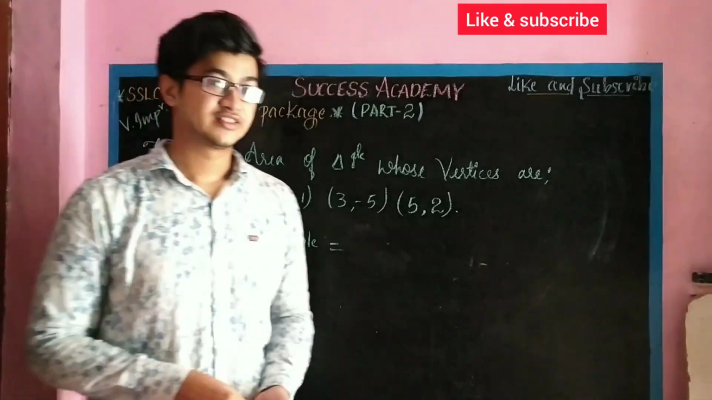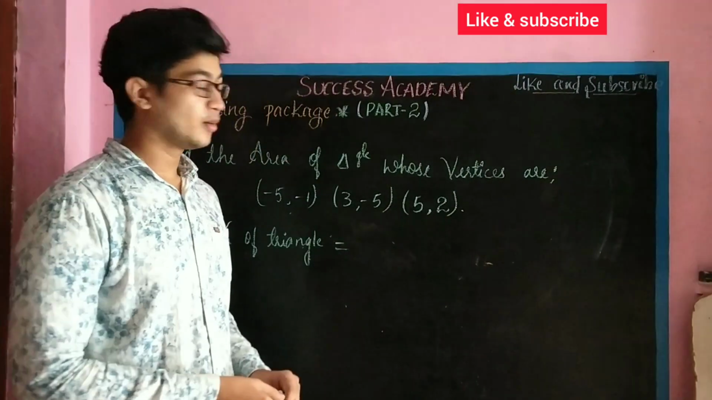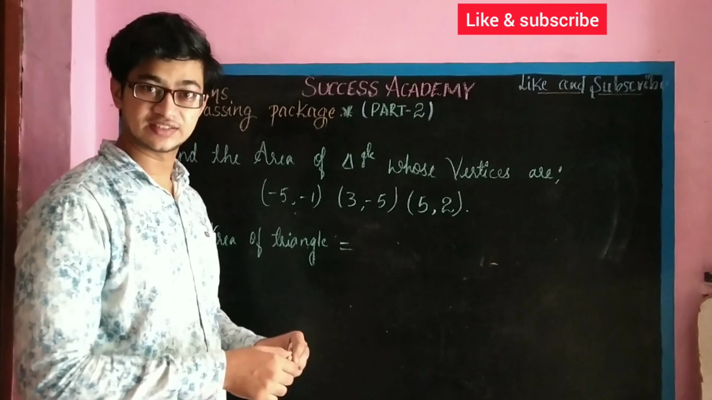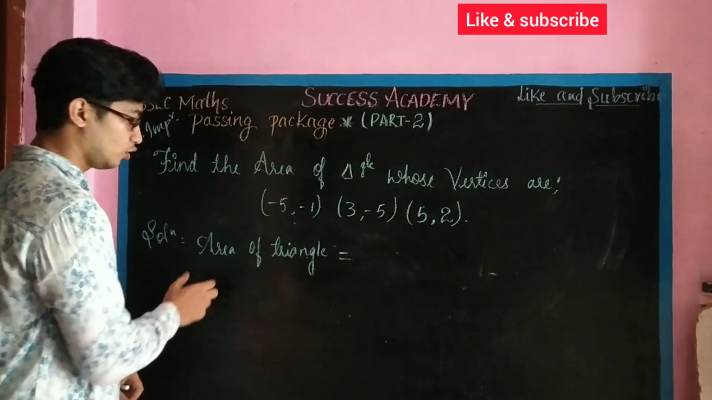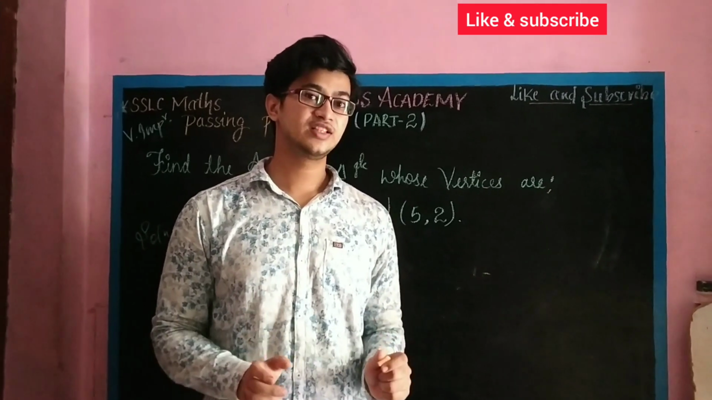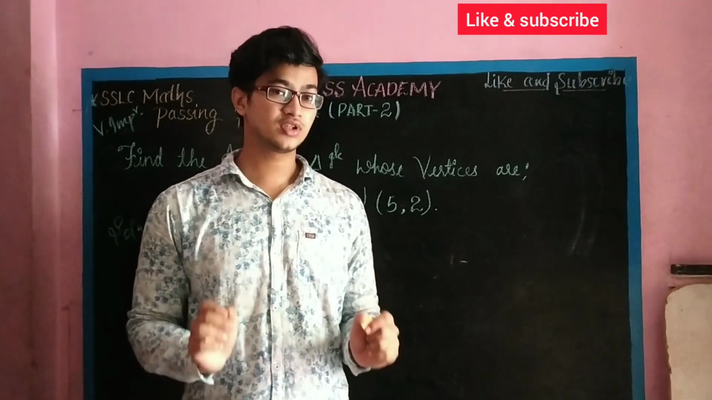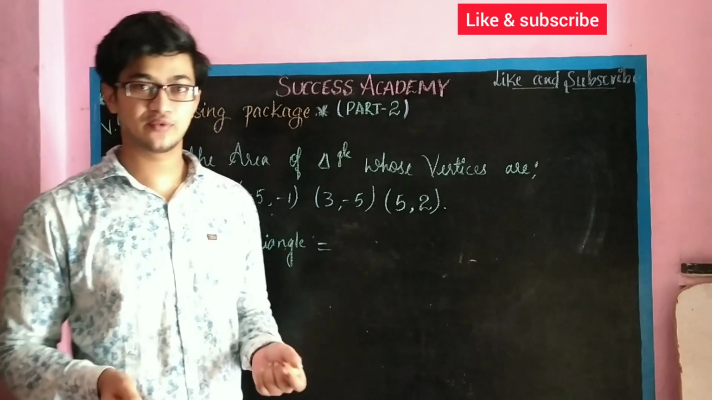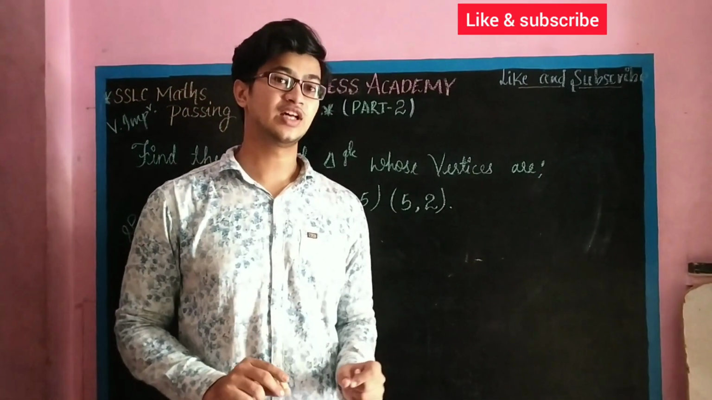This is very simple friends. Now we are going to solve problem 2. Find the area of the triangle whose vertices are given. This question will be asked for 3 marks friends. The method of solving is very simple. You just have to substitute the values of x1, x2, x3, y1, y2, y3. But you have to remember the formula properly.